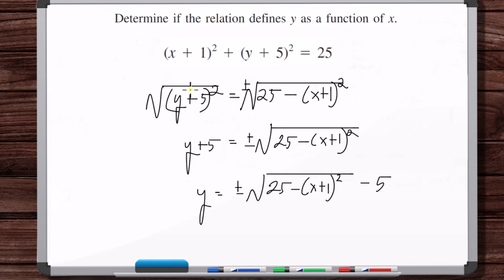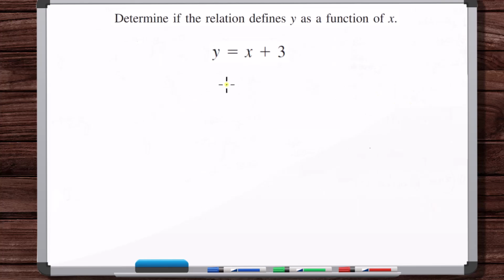And we actually know it's not because we know this is the equation for a circle. A circle centered at -1, -5, with radius 5. So 1, 2, 3, something like that. Well, no, that's not a function.